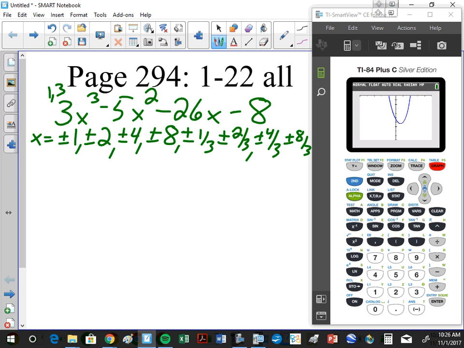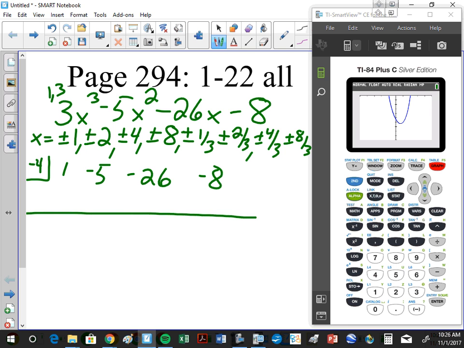So let's guess -4. Now it might not work. Okay. 3, -5, -26, and -8. What did I do? Oh, it's 3. I made a mistake. So -4 times 3 is -12. That's -17. 4 times 10 is 40, and 4 times 7 is 28. So it would be 68. Is that going to work? Nope. So -4 is not the answer.